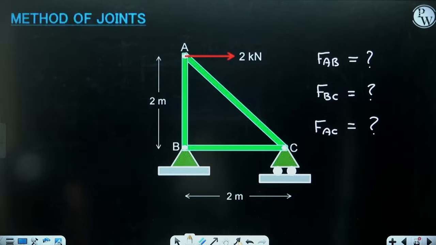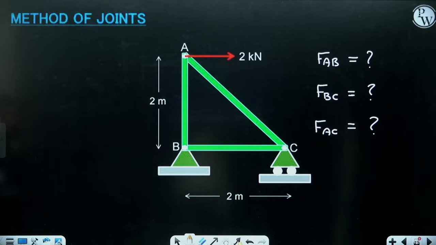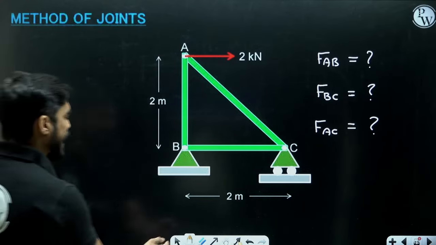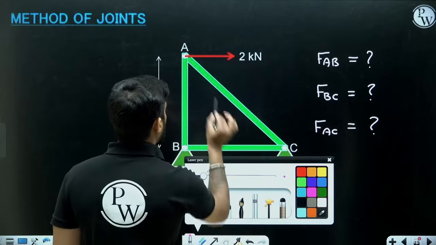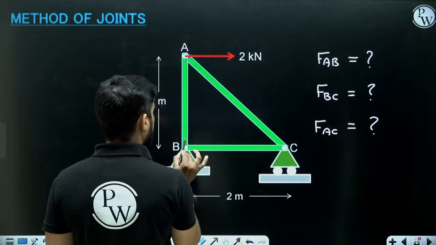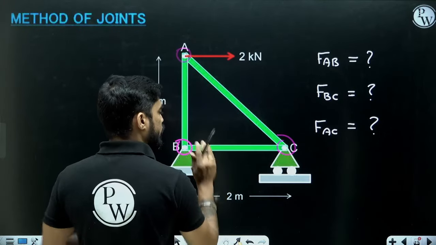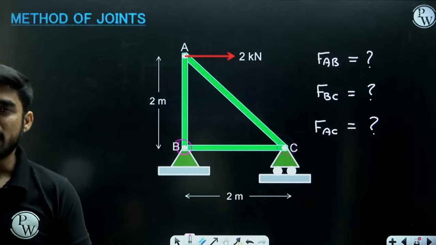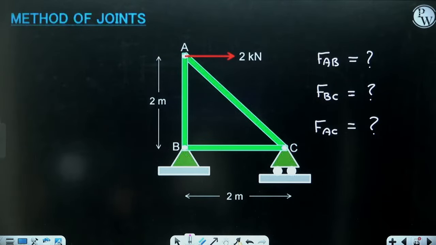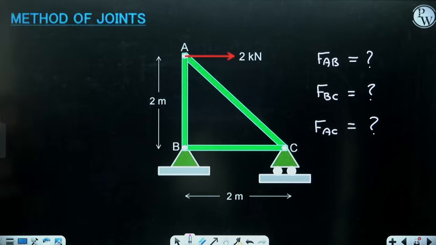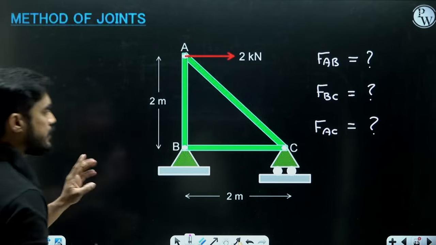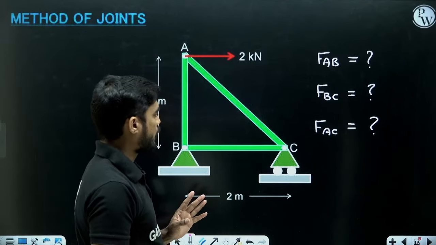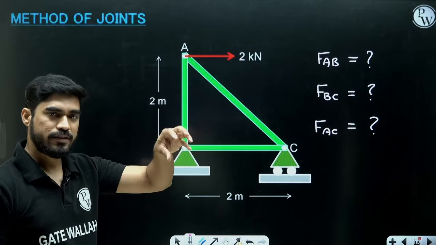The method of joints says that you isolate these joints and you draw the free body diagram of the joints, and then you solve the free body diagram. How many joints do we have here? We have three joints, A, B and C. So you can isolate these joints.